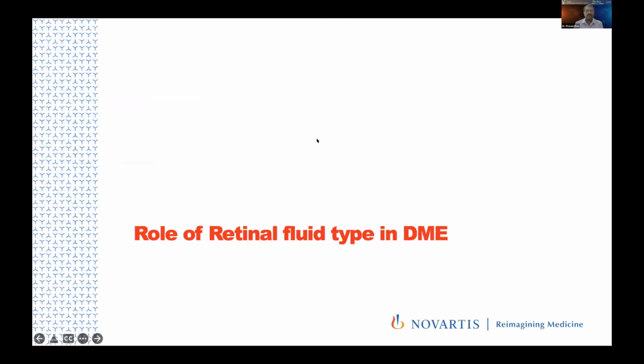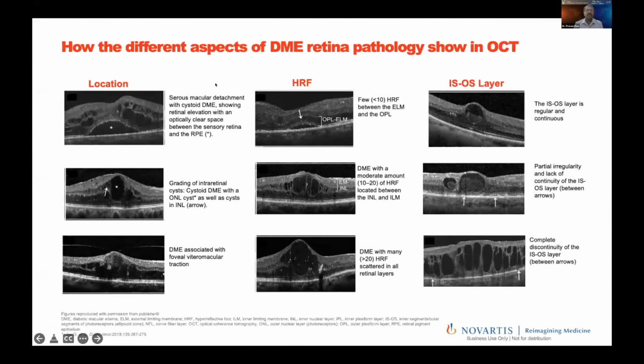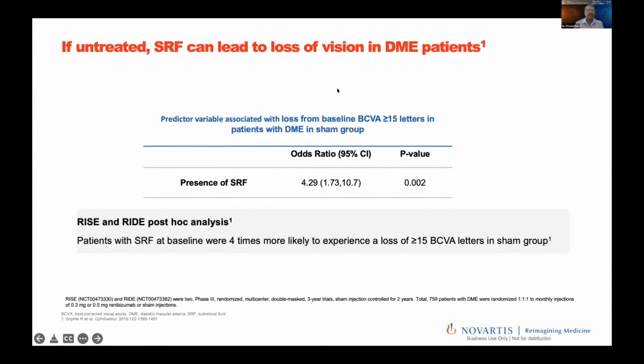So what is the role of retinal fluid in DME? You have various locations. As I mentioned, it can be serous macular detachment, intraretinal cysts, and also if it is associated with vitreomacular traction. We also see sometimes hyperreflective spots, which are indicative of chronicity. And you also want to look at the ISOS layer, whether this is regular or it's distorted, because this has a prognostic value. So if untreated, the subretinal fluid leads to a loss of vision in DME patients.